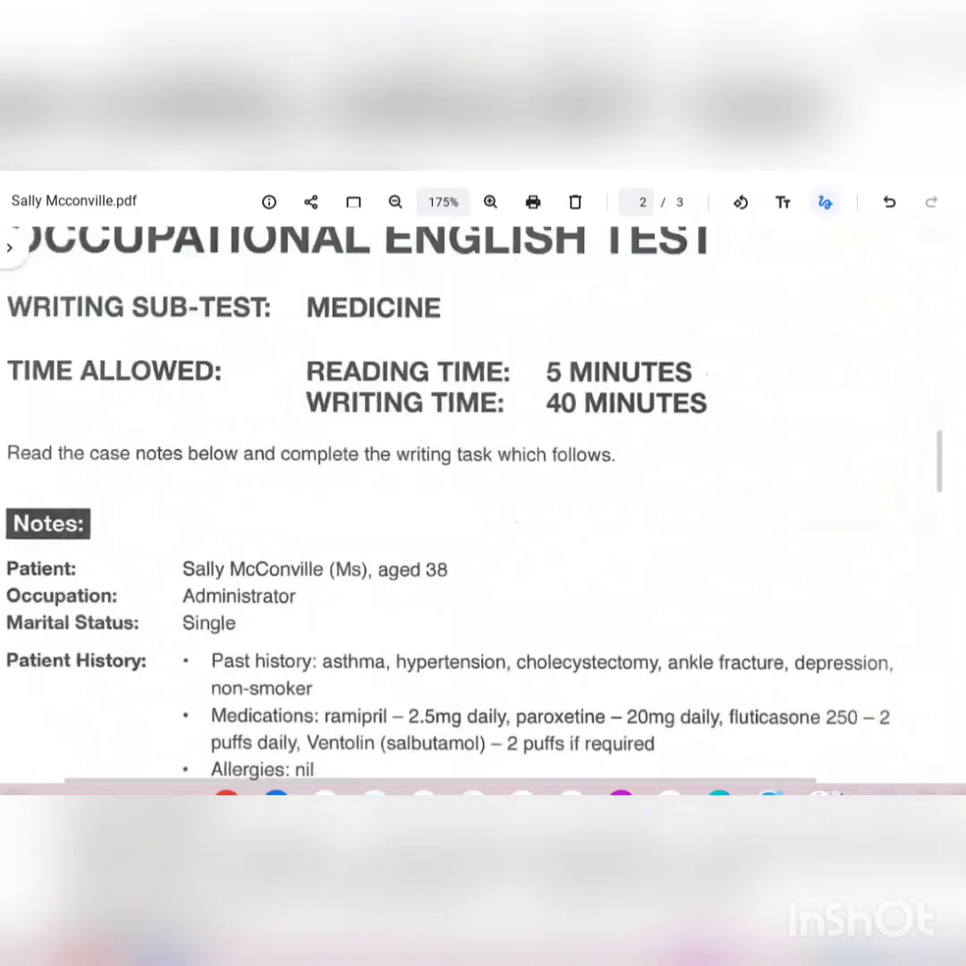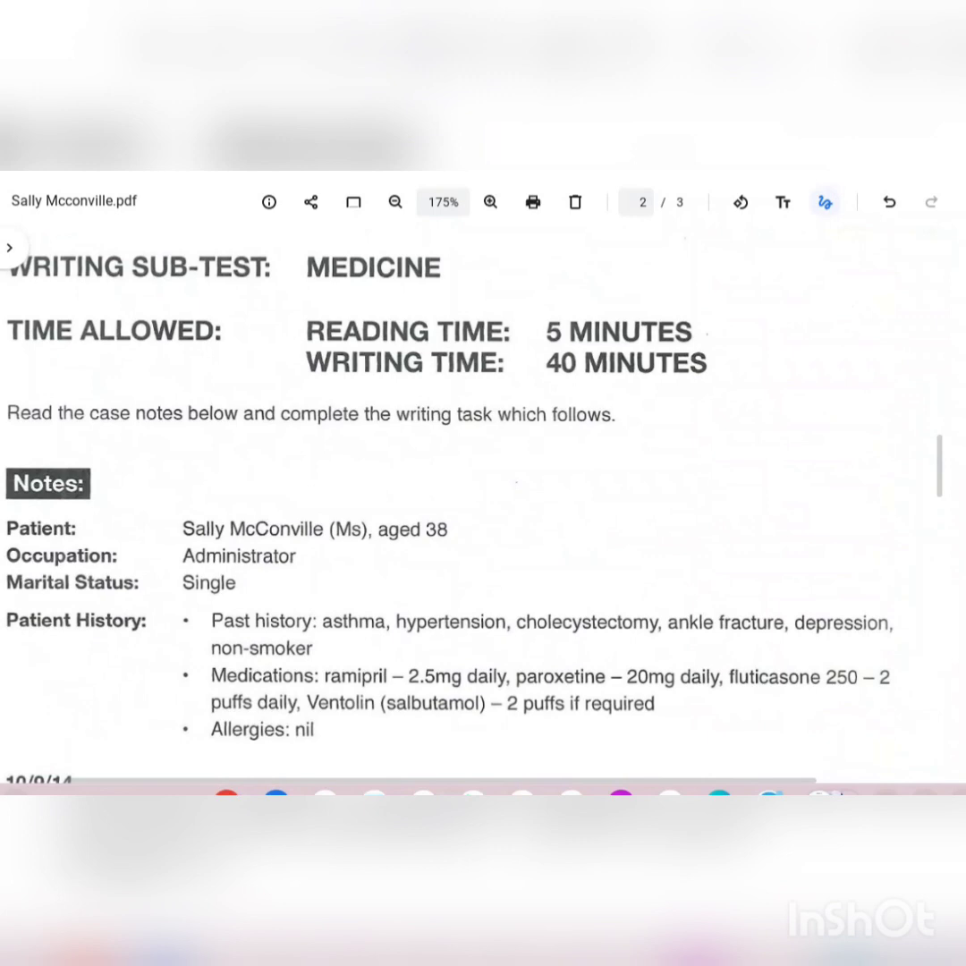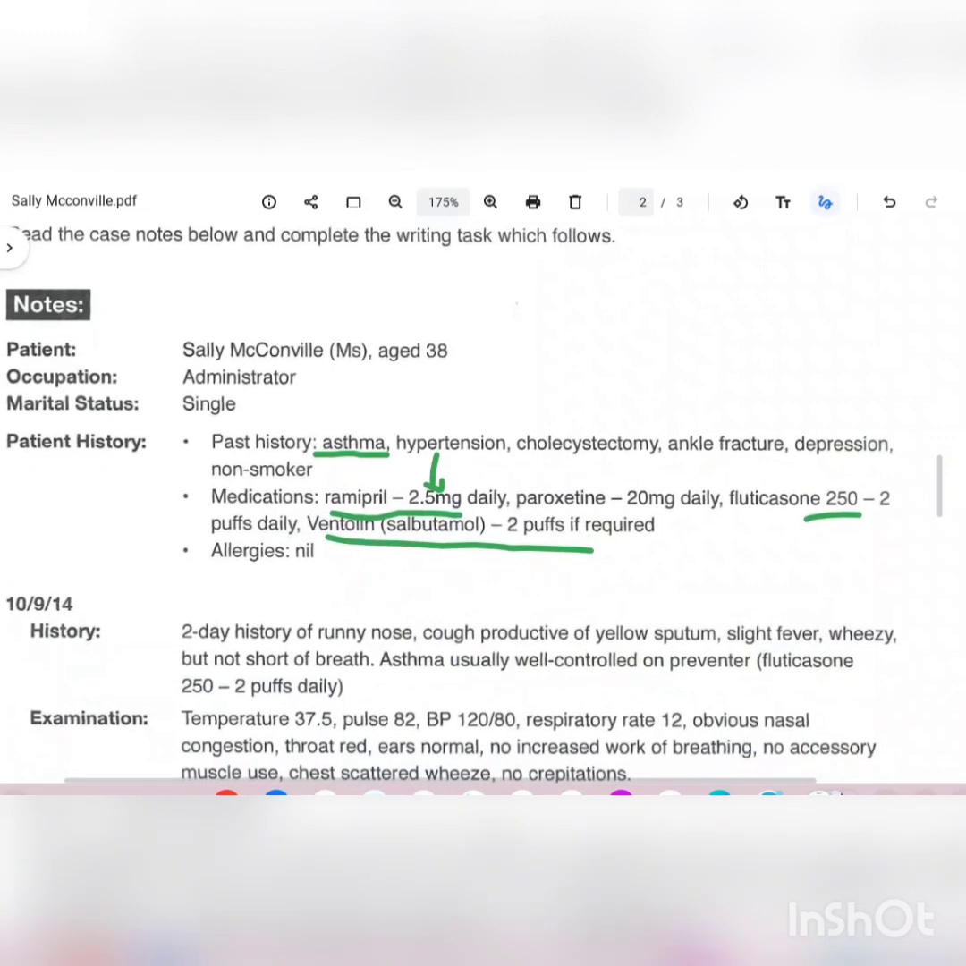Then before that, we'll see what the history of the patient is. Patient name is Sally McNoville, age 38, administrator, single, and past history is asthma. We are looking for everything important and related to our patient's condition: asthma, hypertension, cholecystectomy, ankle fracture, depression, non-smoker. Medications: patient is currently on Ramipril, that's for hypertension. Paroxetine 20 milligram daily, fluticasone 250 micrograms, 2 puffs, and Ventolin puffs, already an inhaler because the patient has asthma. No allergies. So that is the whole history.